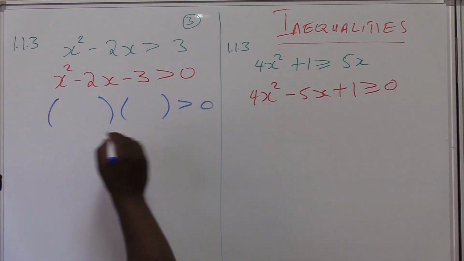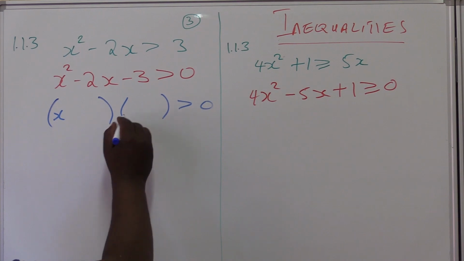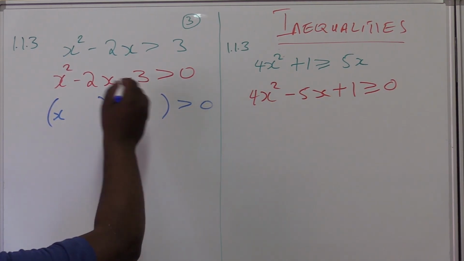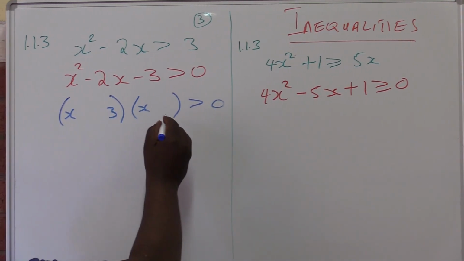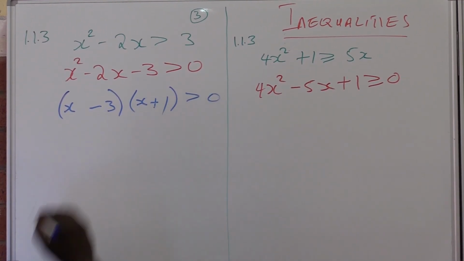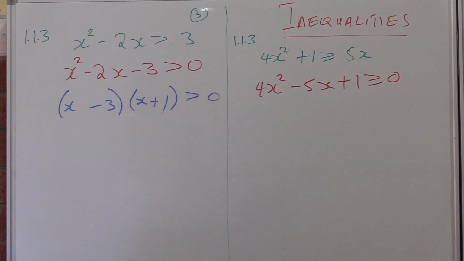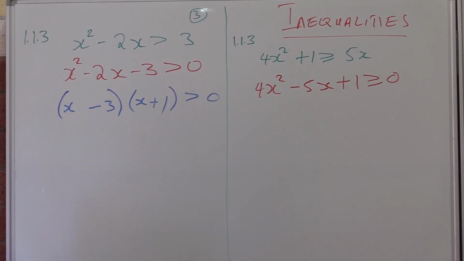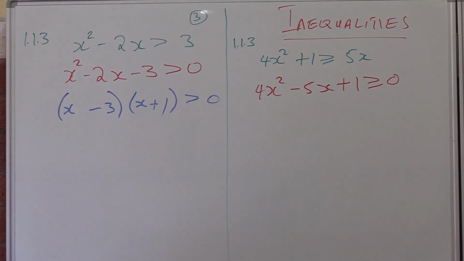Is greater than 0. What do I have here? I've got x, I've got x. Factors of 3, that will give me 2. It's 3 and 1. Negative 2, this one must be negative. This one must be positive. That's how I'll go about factorizing. I'll be doing the same thing on the other side as well. Maybe we can just do it at the same time.